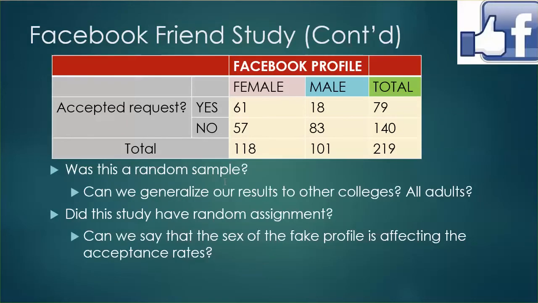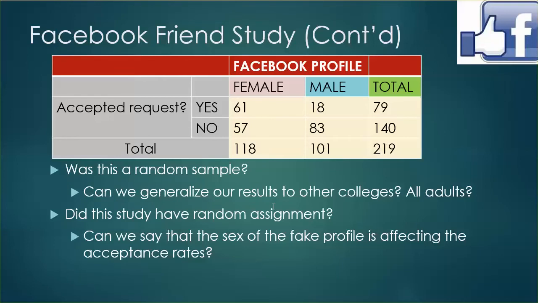So was it a random sample? It didn't say that it was a random sample. So we would have trouble generalizing to other colleges, and we would probably also have trouble generalizing to adults because, well, all the students in our sample were students. They weren't adults. Or they weren't 35-year-old adults or whatever. They were all college students.